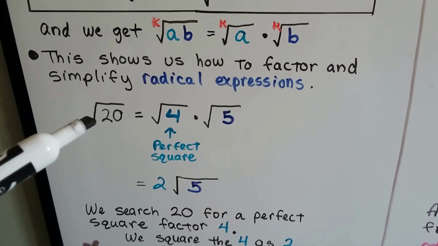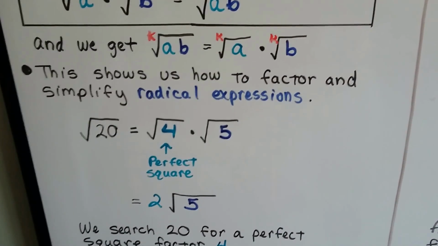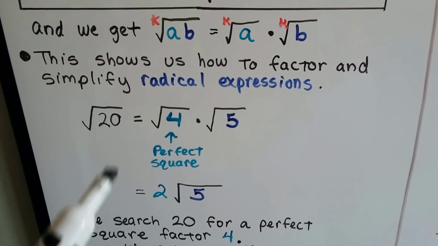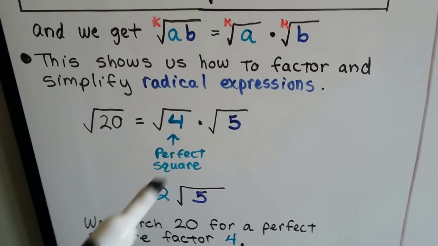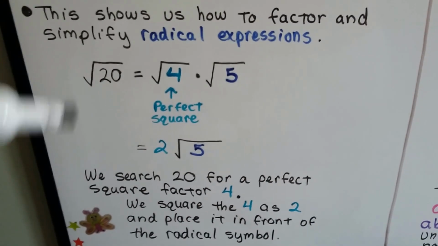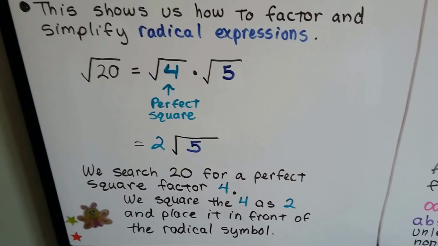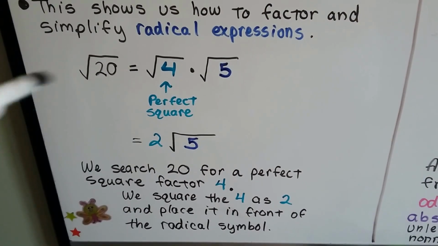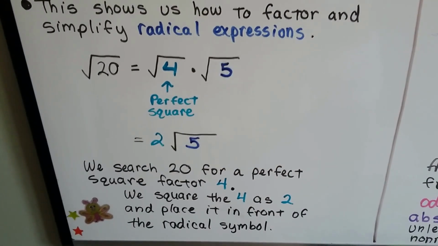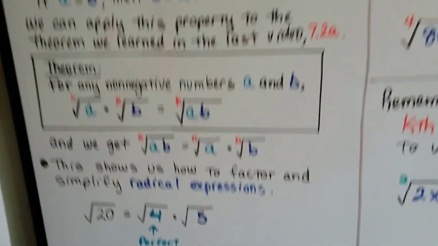So if you have the square root of 20, it's going to equal the square root of 4 times the square root of 5. And that perfect square 4 can be squared as a 2, can't it? So we search 20 for a perfect square factor, 4. And we square the 4 as a 2, and we place it in front of that radical symbol. So 2 times the square root of 5 is the square root of 20, okay?